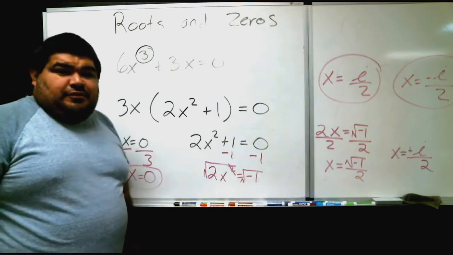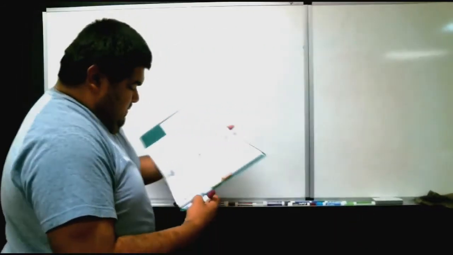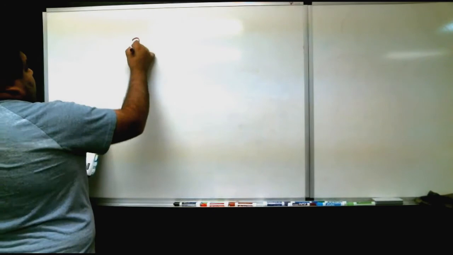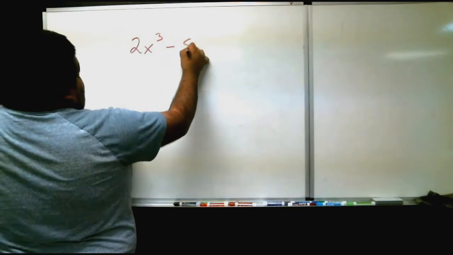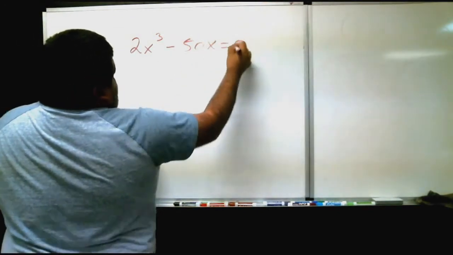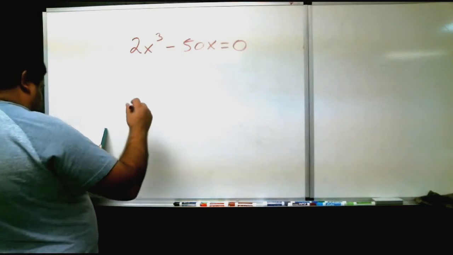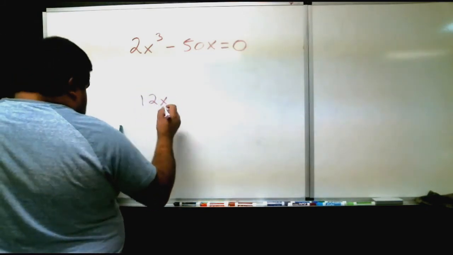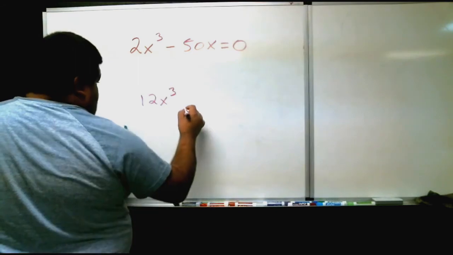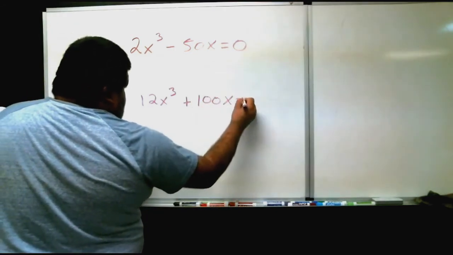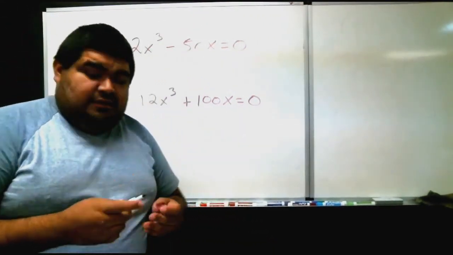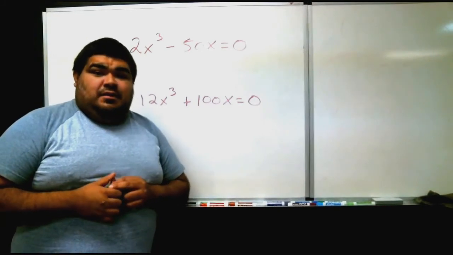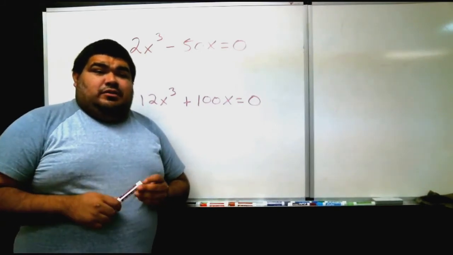So here's your assignment for today. All right, guys, the assignment for today is 2x to the 3rd minus 50x equals 0. That's your first example. And then we have 12x to the 3rd plus 100x equals 0. Hint, hint. Remember, the biggest exponent is how many solutions you have. Make sure you find all the solutions.